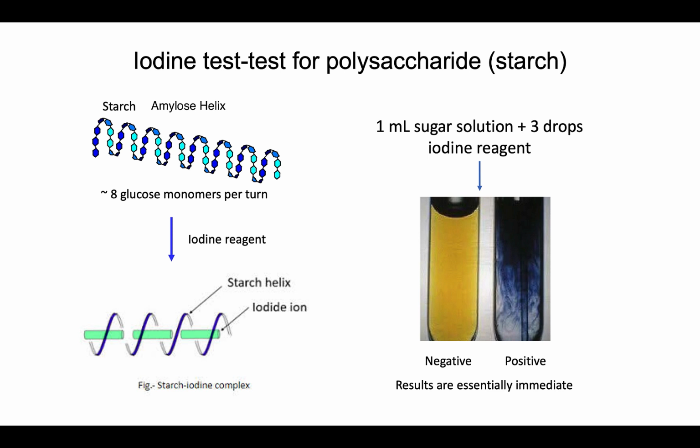And then lastly, the iodine test will test for polysaccharides. This is because some polysaccharides will form a helical structure, which will then bind the iodine reagent and cause the solution to stain a very deep blue color. And so these results are very obvious and very immediate.